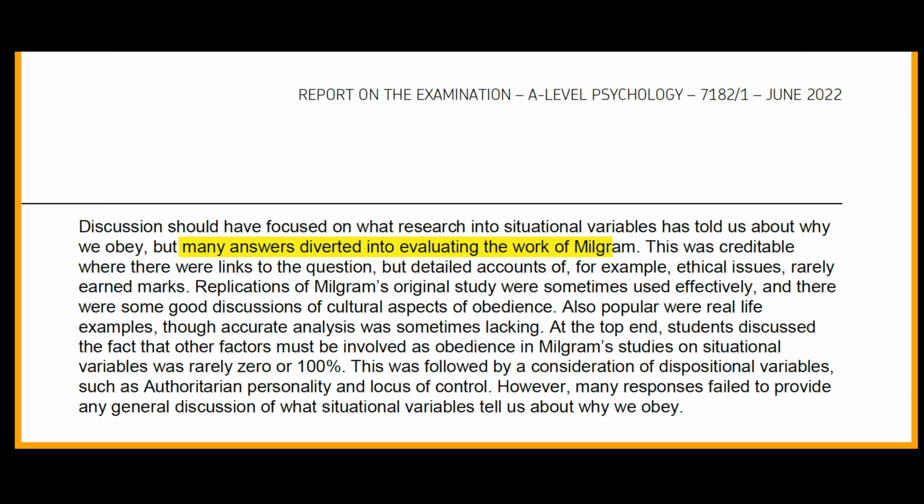Now be careful here. Take a look at the examiner's comment again. Many answers diverted into evaluating the work of Milgram. This was creditable where there were links to the question. If you are going to evaluate Milgram's research in this question, which I would encourage you to do, you need to make sure your evaluation is about the question, about situational variables. Evaluation that is just about Milgram is not relevant to the question unless you make it relevant.